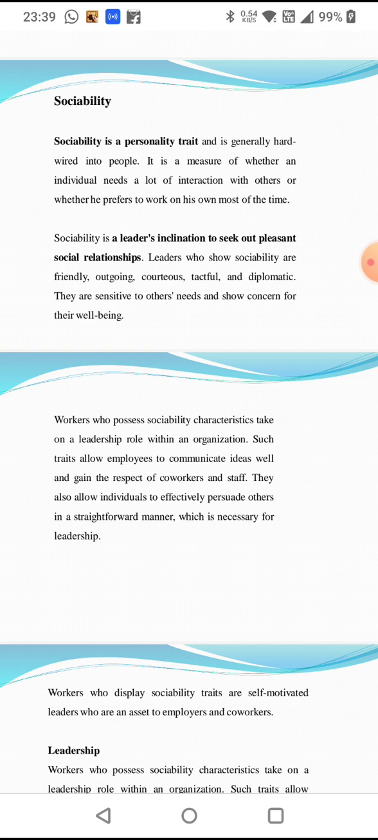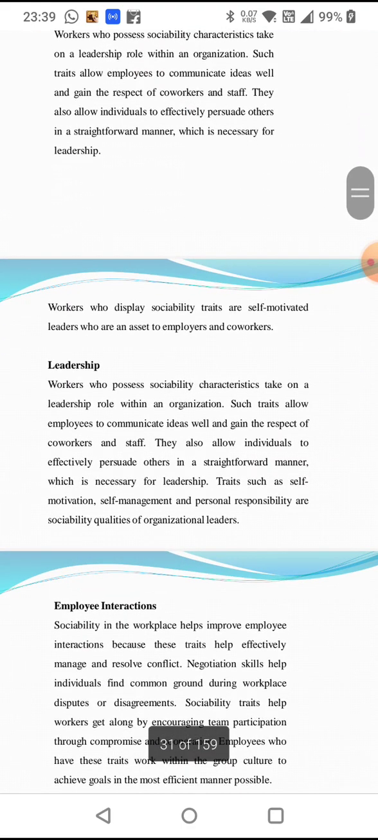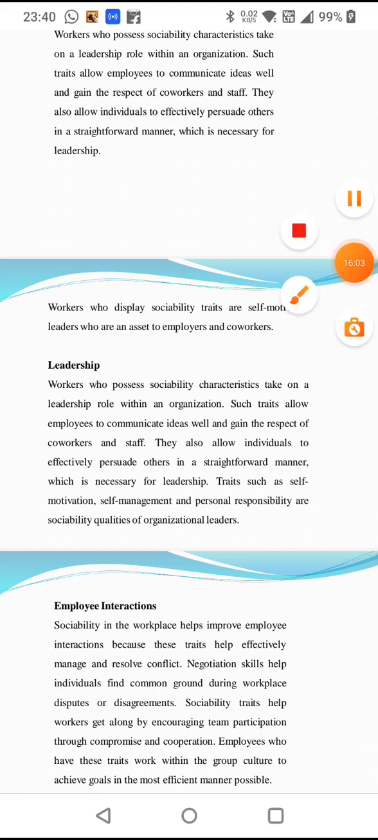So, first one being leadership. Workers who possess sociability characteristics take on a leadership role within an organization. Such traits allow employees to communicate ideas well and gain the respect of co-workers and staff. They also allow individuals to effectively persuade others in a straightforward manner, which is necessary for leadership. So, traits such as self-motivation, self-management, and personal responsibility are sociability qualities of organizational leaders.